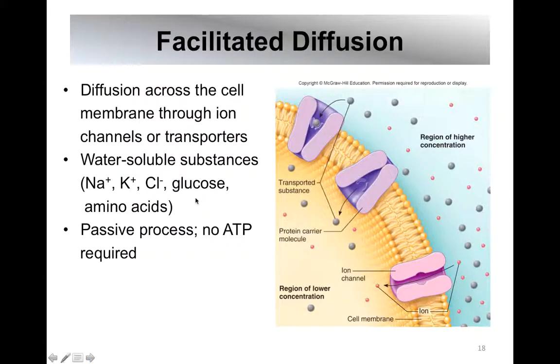Facilitated diffusion just takes material across the cell membrane using a transport protein. So we take one of these transport proteins and we're going to move material through the cell membrane this way. Because these things have a charge, they can't pass through the cell membrane. These are water-soluble things. They're still moving from an area of high concentration to an area of low concentration, so it doesn't require any ATP.